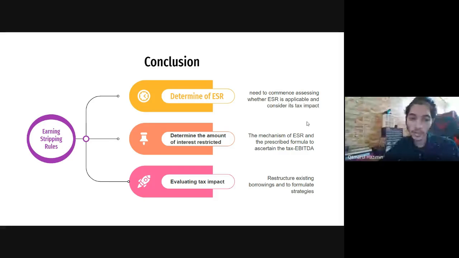After evaluating the tax impact, the company will have to review all their debt profile and look at options or alternatives to restructure existing borrowing and formulate a strategy for future financial assistance. Okay, I think that's all from us. Any questions?